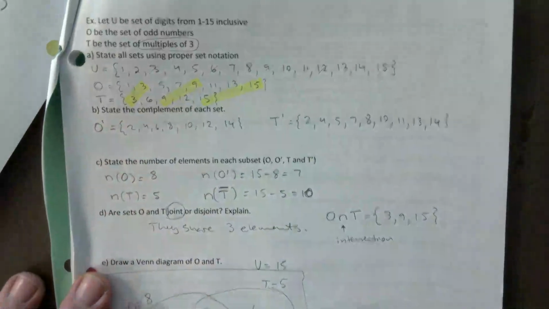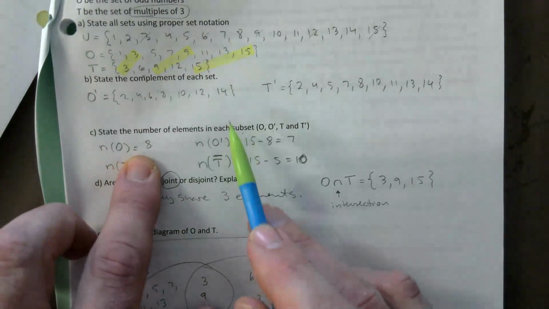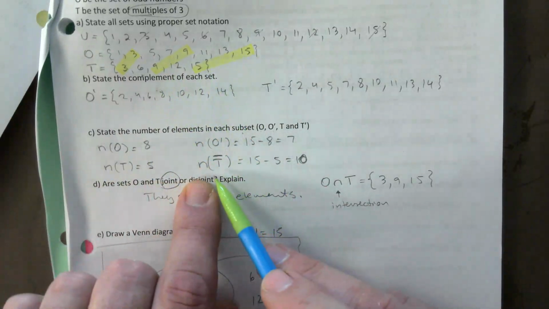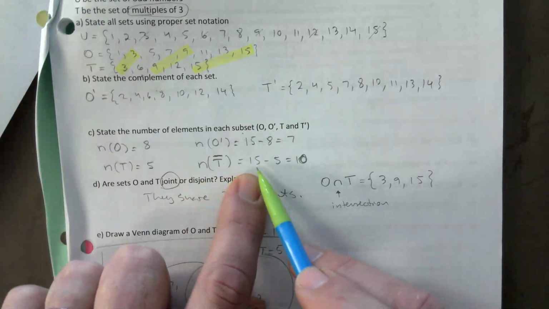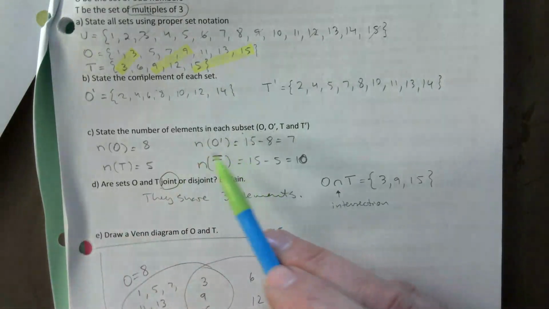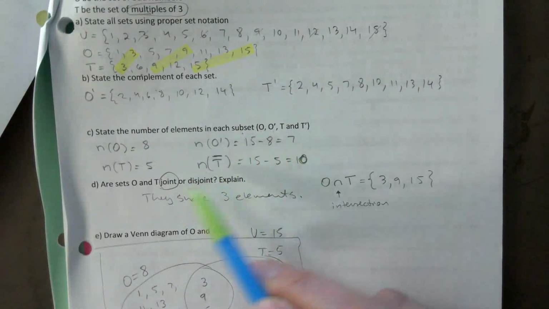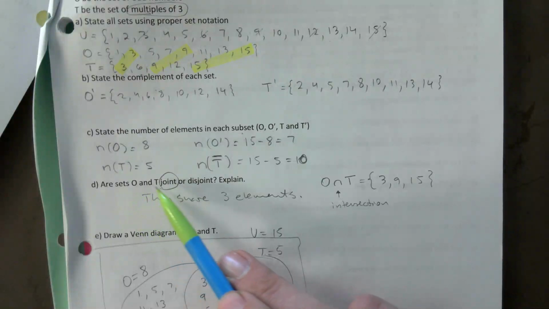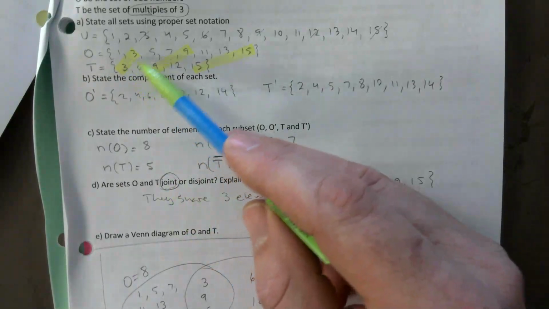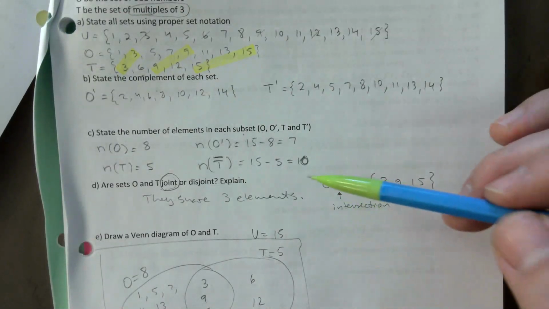Okay. State the number of elements in each subset. So N of O would be 8, so you basically just base it on previous work that you've done. N of not T, I just take the universal, subtract T. N of not O, oh yeah, I did ask you for it. So I did ask you for all this, so that's there. Are sets O and T joint? And I say that they're joint. Why? I highlighted that. They do have things in common. So there would be an overlap on the Venn diagram, as you will see later on.